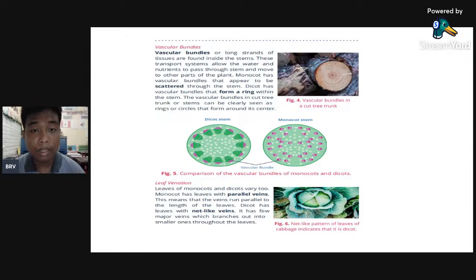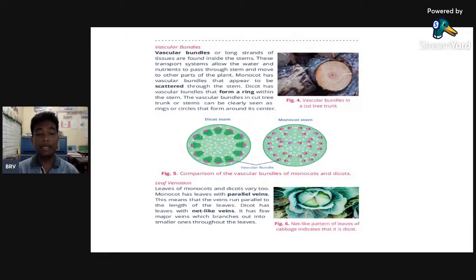Monocot has vascular bundles that appear to be scattered through the stem. The dicot has vascular bundles that form a ring within the stem. The vascular bundles in a cut tree trunk or stem can be clearly seen as rings or circles that form around its center. So that's how to identify a dicot and a monocot in terms of vascular bundles.